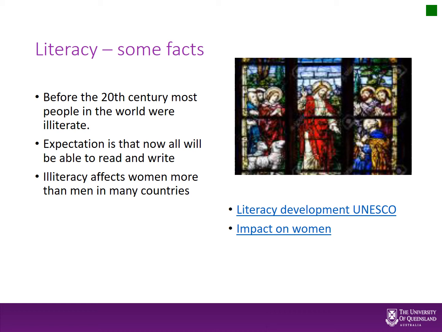And when we go back to thinking about the Vanuatu example, there was an example as well of being able to take the tradition and share that. In terms of reading and writing, most people in the world have not had that as part of their abilities until more recent times. We now have an expectation that all in the world will be able to read and write, but that's still not the case all over the world. And illiteracy affects women more than men in many countries, and you can think about why that might be. There are some links there that you can follow. You can look to the UNESCO website, and you can also consider the impact on women.